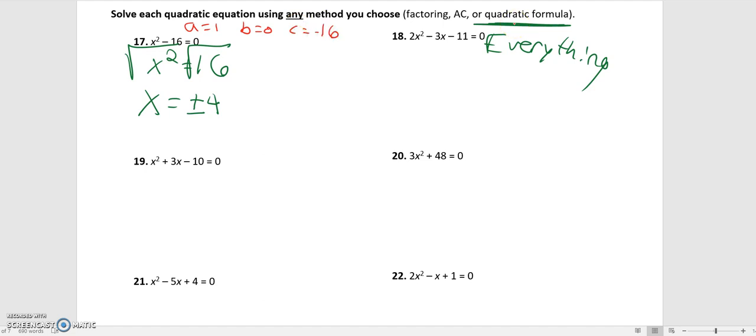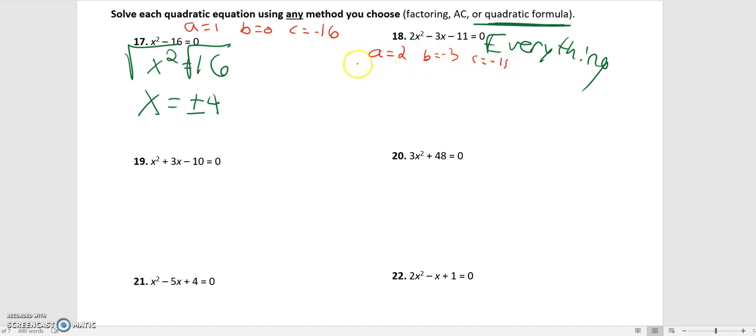The AC method, which I talked about on the front, some of these might work for the AC method, but if you try it, let's say, 22, and you're thinking what factors multiply to 22 but add to negative 3, if you spend more than 10 seconds thinking about it and you can't think of anything, honestly, just switch to the quadratic formula, and you will be fine. I will walk through one example of the quadratic formula, and then that will be the end of this video.